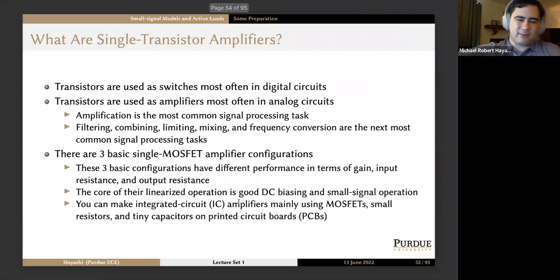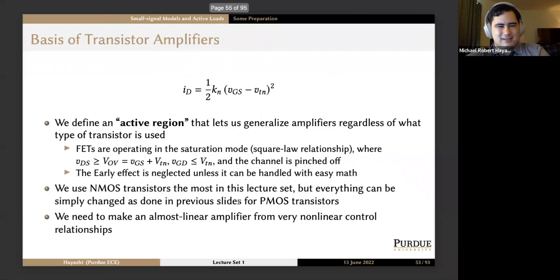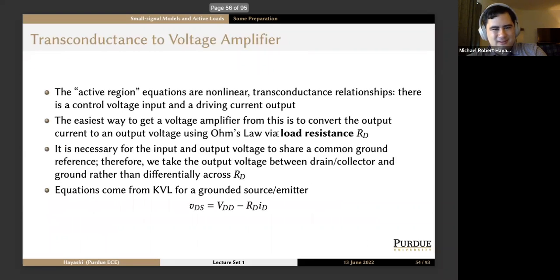So let's go back a little bit to what we talked about yesterday. We talked about single transistor amplifiers, and we said there are going to be 3 basic configurations. Amplifying is the most common signal processing task. We have this very nonlinear equation for the saturation mode, or the active region, of a MOSFET. We're not handling the early effect right now because it's just a complication we don't deal with in this cursory introduction. But this is a quadratic equation in VGS. How do we possibly make it behave linearly? The answer is good DC biasing and small signals.